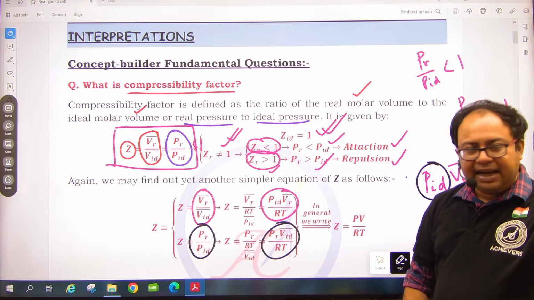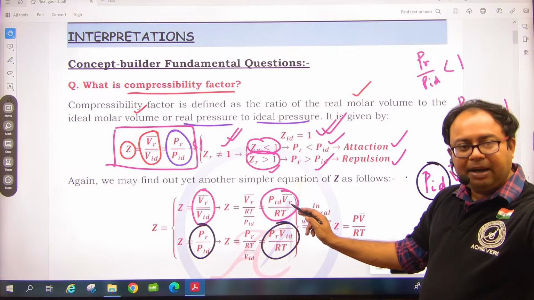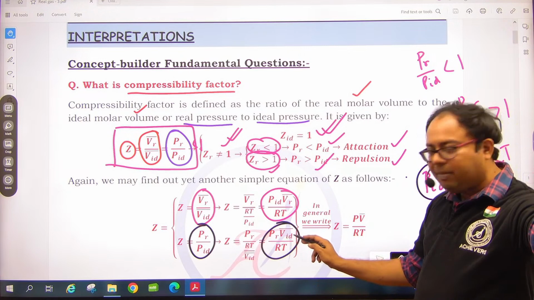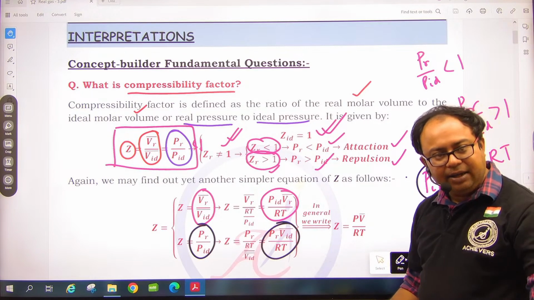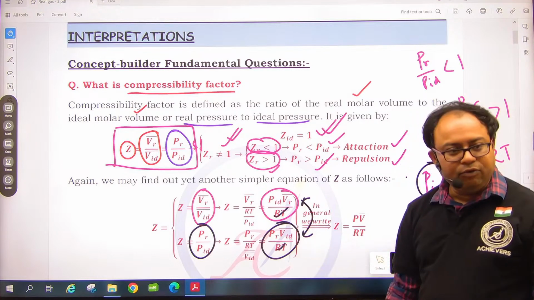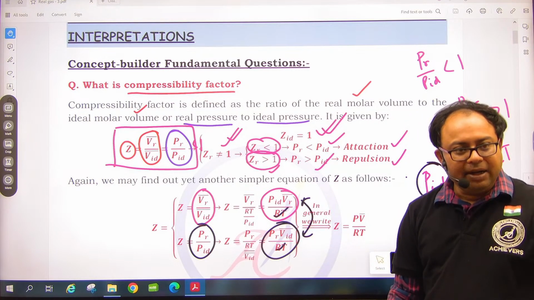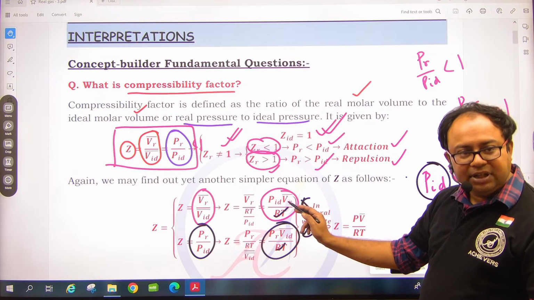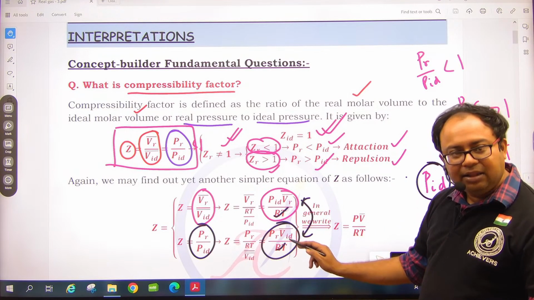So either Z is equal to P ideal multiplied by V bar real divided by RT, or it is equal to P real multiplied by V bar ideal divided by RT. In both these cases, the denominator is all the same, so you don't have to worry about the denominator. But in the numerator, if the pressure is ideal, volume is real. If the pressure is real, the volume is ideal.